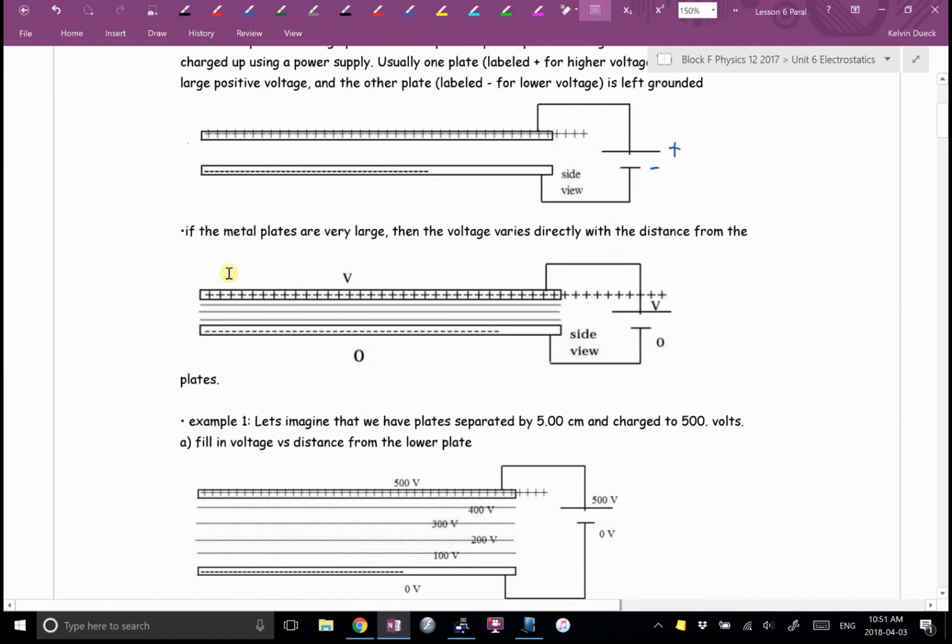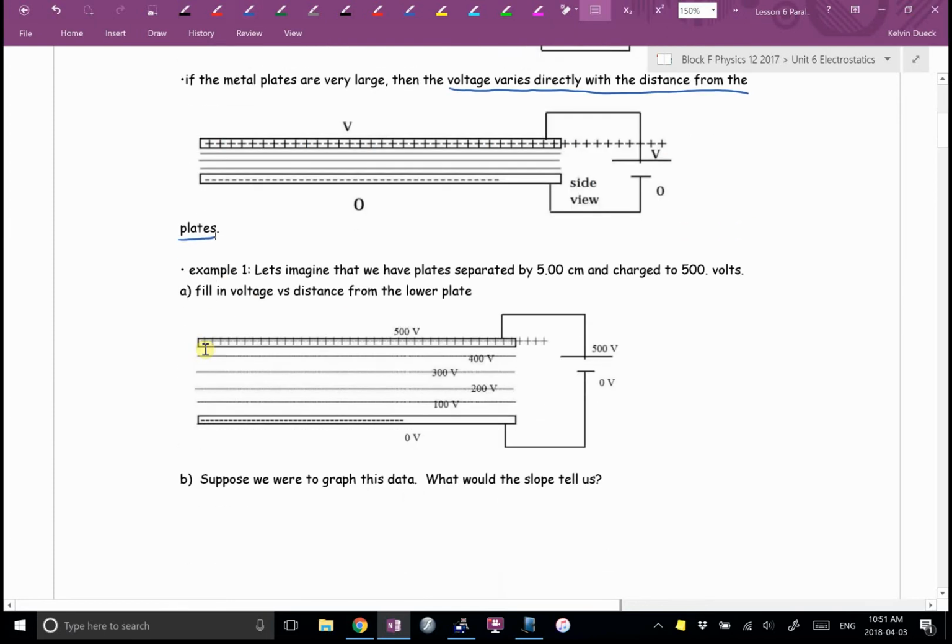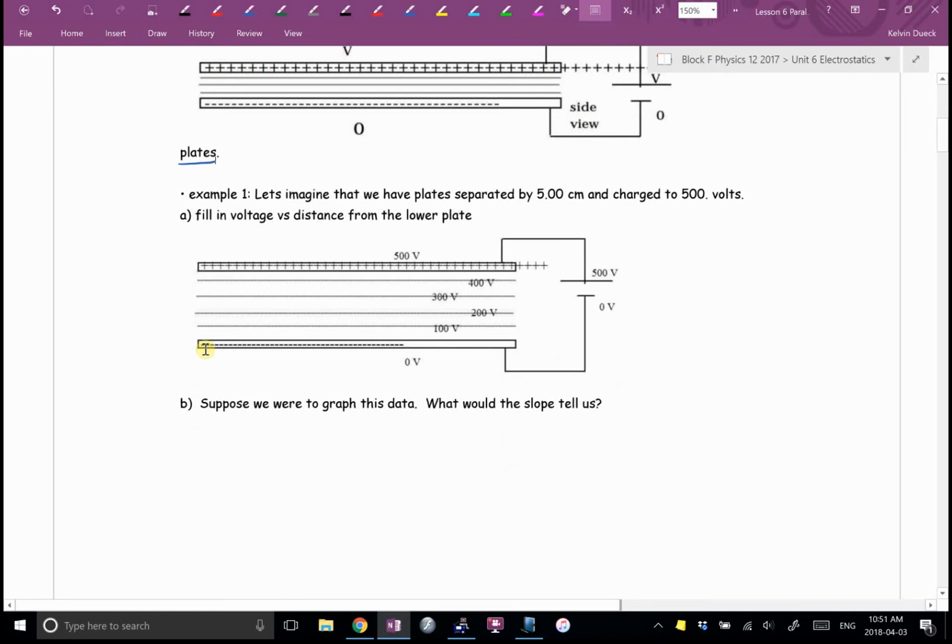And if the metal plates are very large, and again, by very large I'm just talking on the atomic scale, so really only a few centimeters long, then here is the key idea. The voltage varies directly with the distance from the plates. That seems confusing, but it's so easy. Here's what I mean.